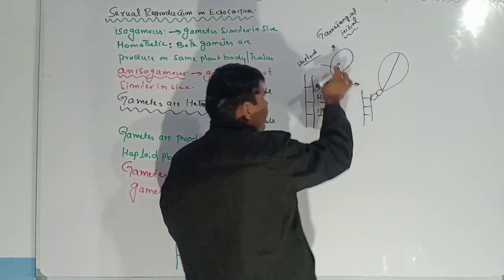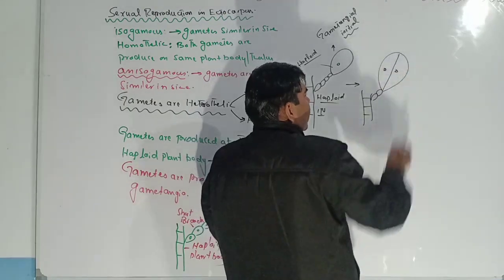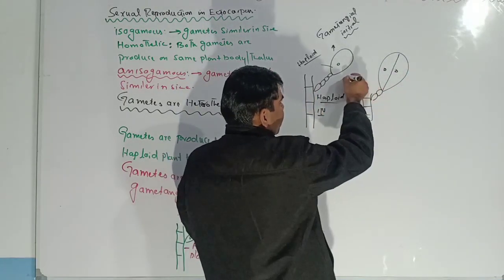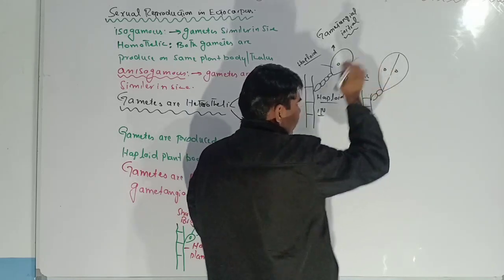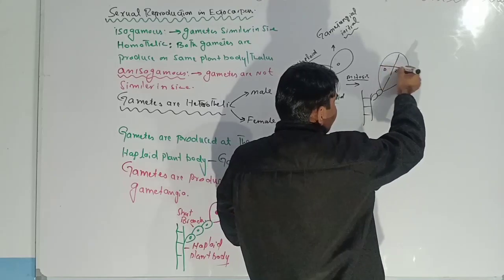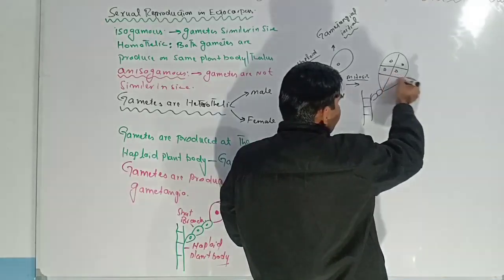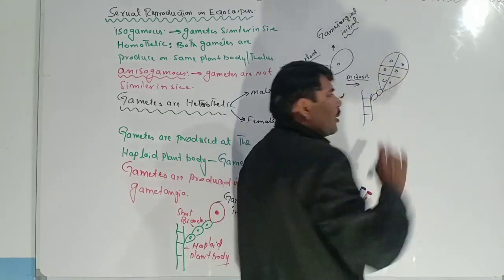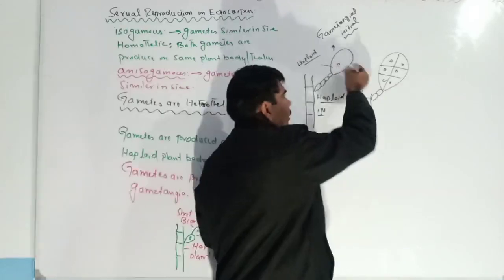Now this is divide and produce two cells. Then again, this is mitosis. It means as a result of mitosis, two cells are produced. Again, mitosis will occur and produce four cells. Again, mitosis occurs and produces eight cells. So many more cells are produced as a result of mitosis.